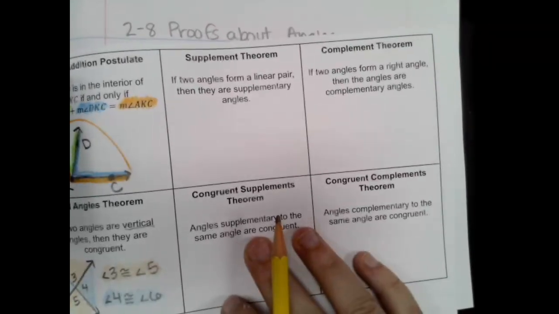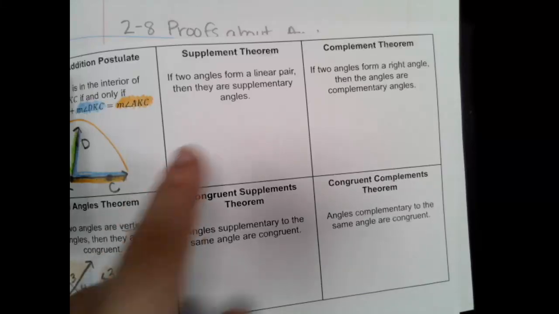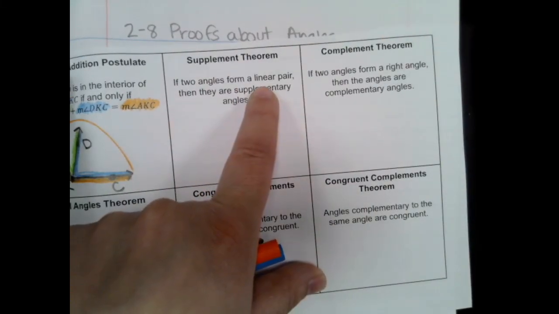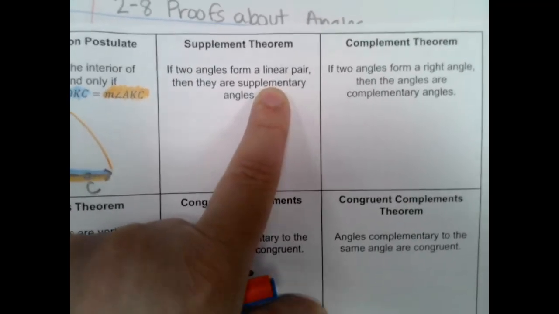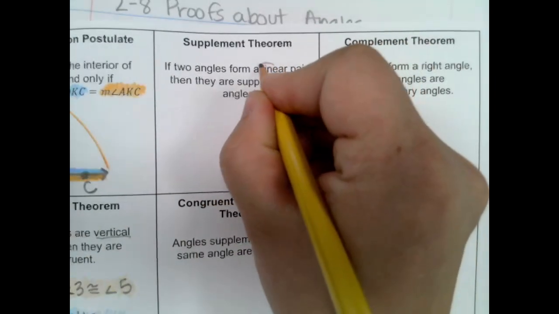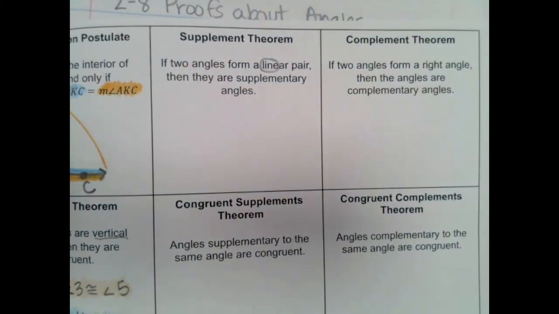Supplement theorem says if two angles form a linear pair. What does a linear pair mean again? What's in that word linear? Line. So they form a line, then they are supplementary angles.